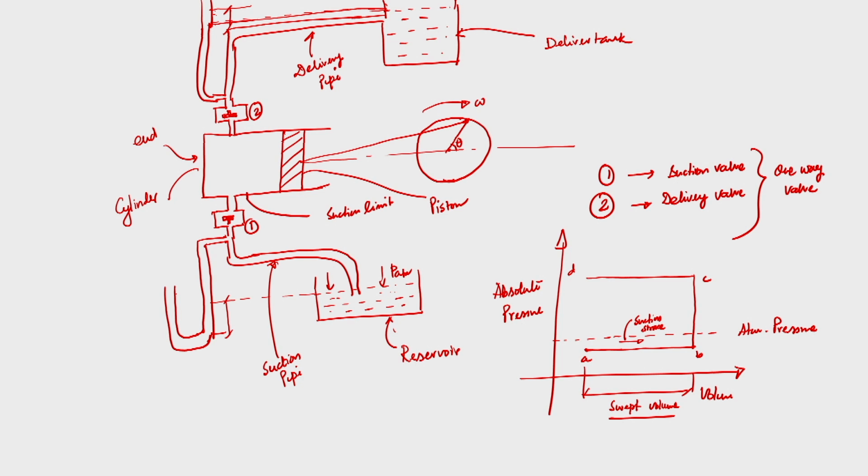Whenever the piston reaches the end side, the pressure again suddenly falls, because now the delivery valve is closed and the suction valve is also closed. Pressure falls to point A, with volume remaining constant. So this is known as the delivery stroke. So this is the suction stroke, this is the delivery stroke, and this is atmospheric pressure.